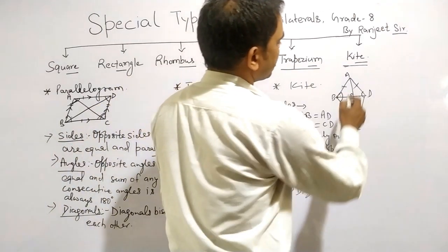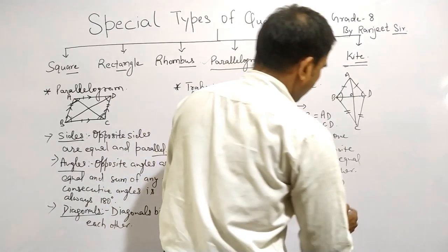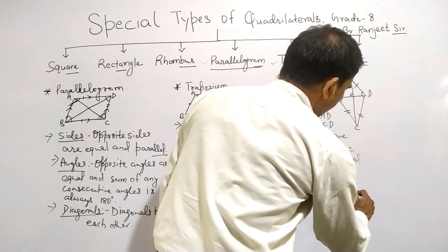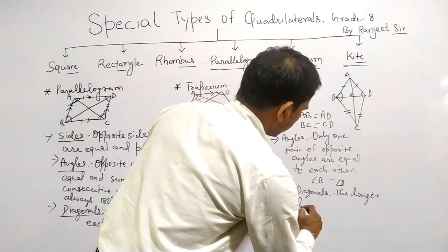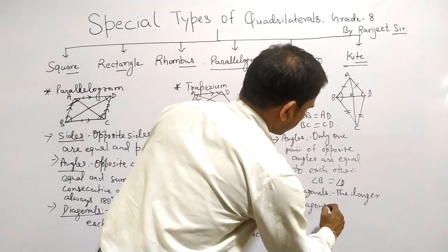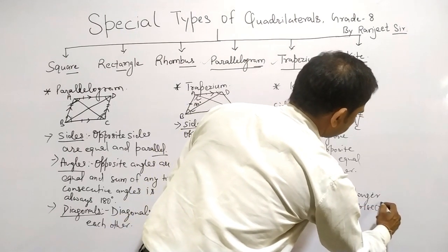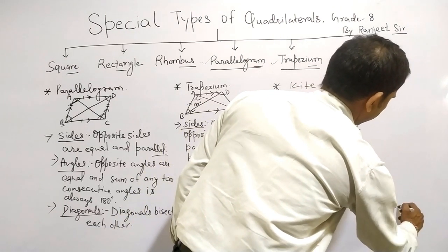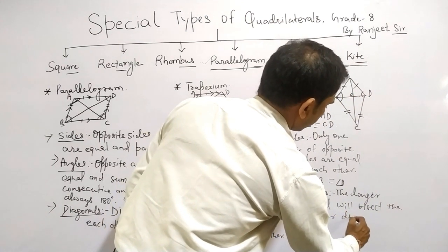you can say the longer diagonal will bisect the shorter diagonal. The longer diagonal will bisect the shorter one. Shorter diagonal I write.